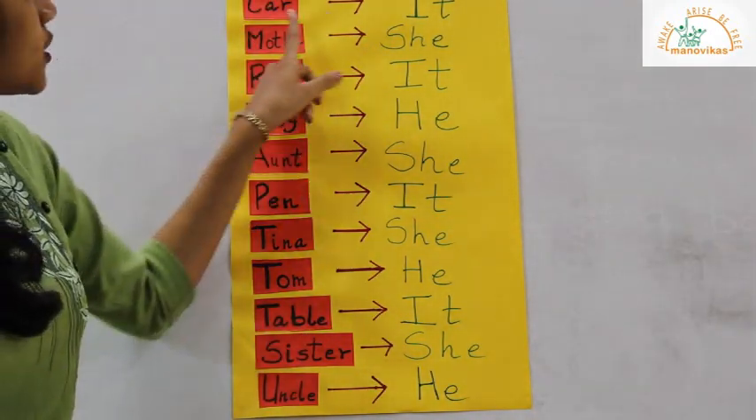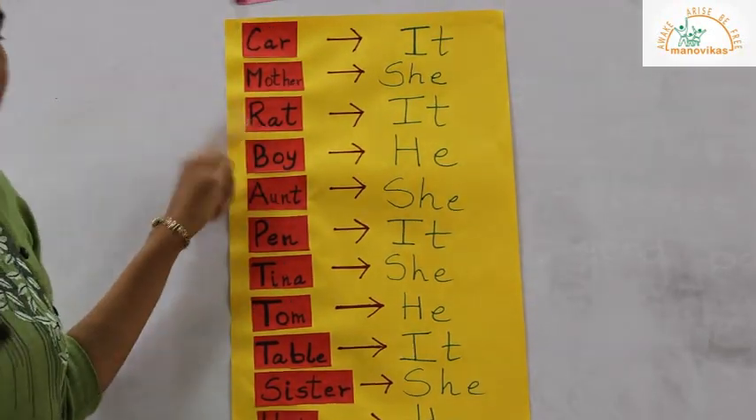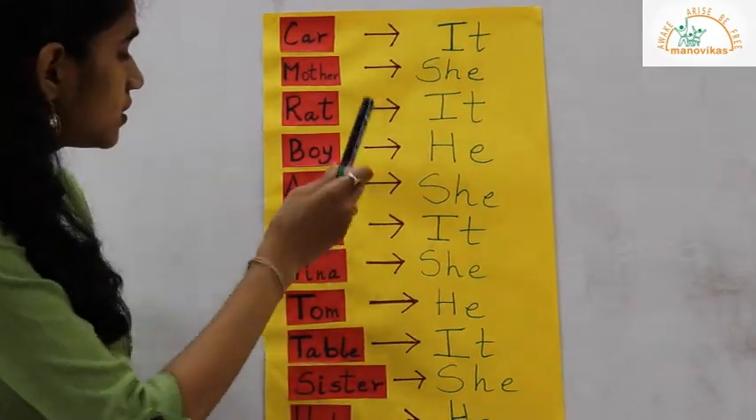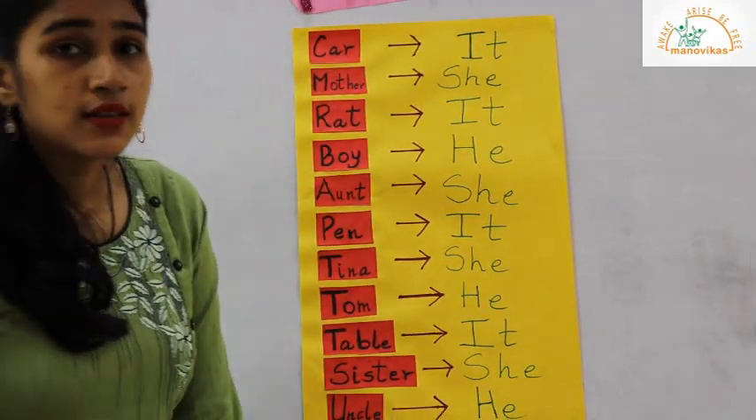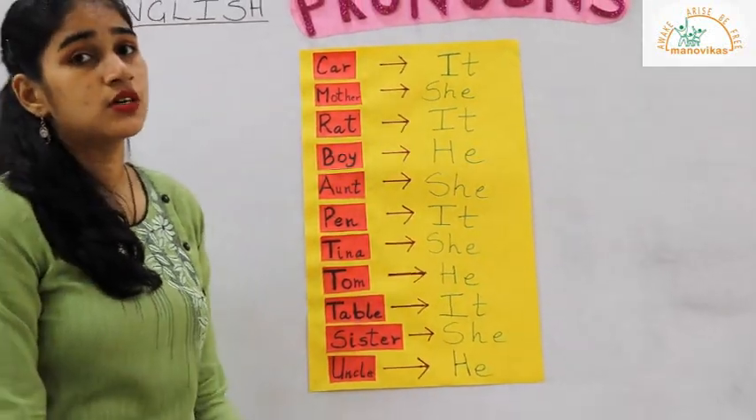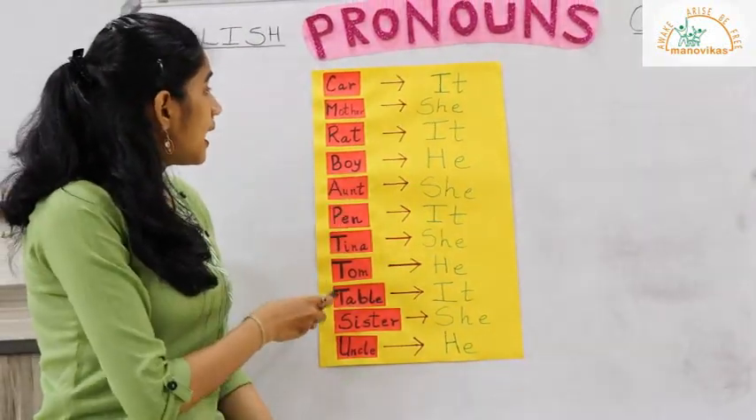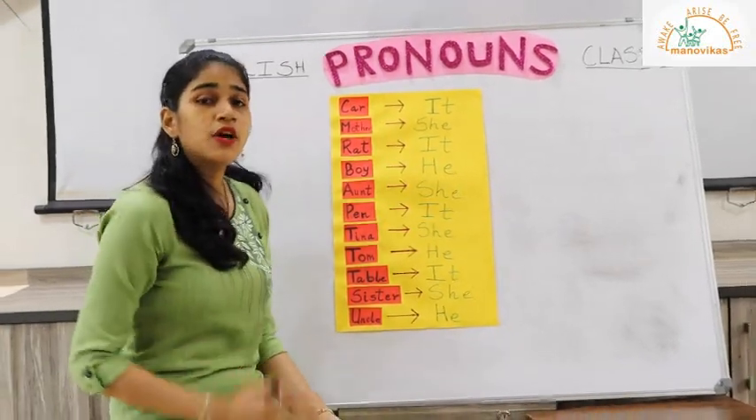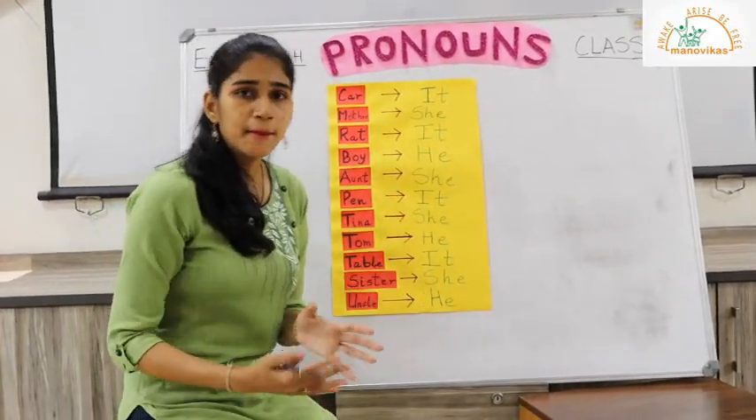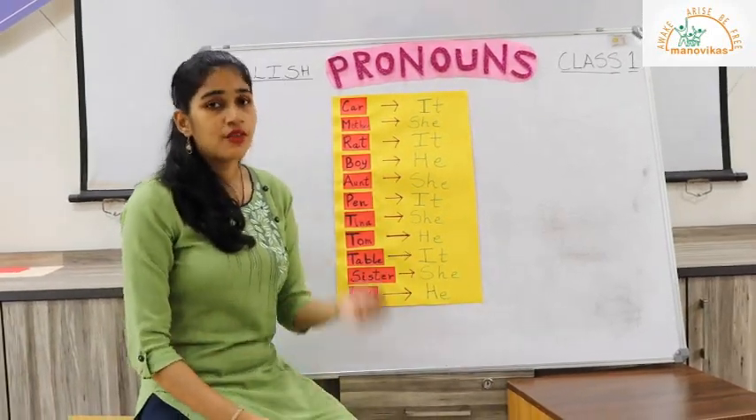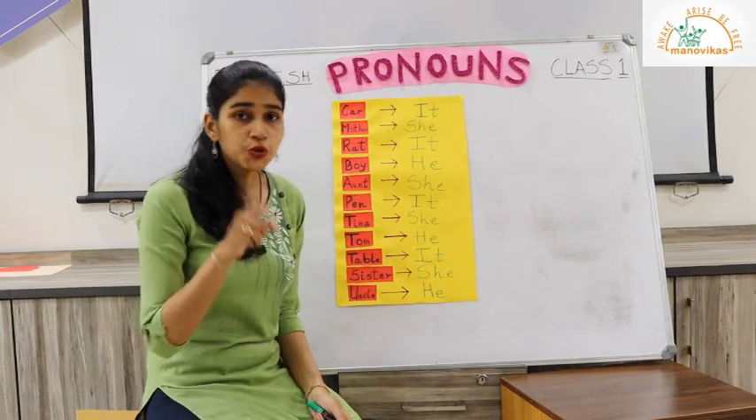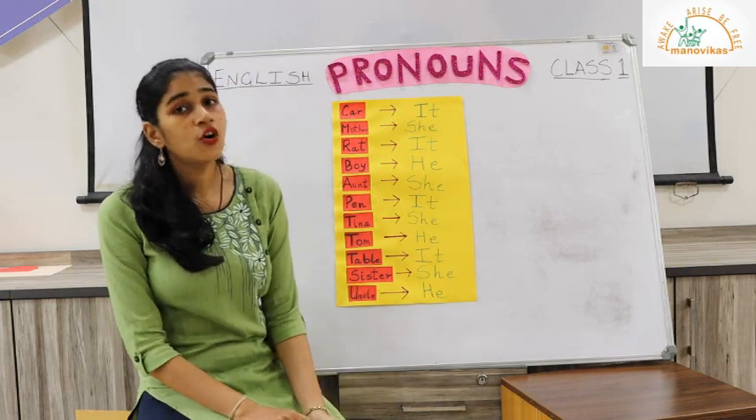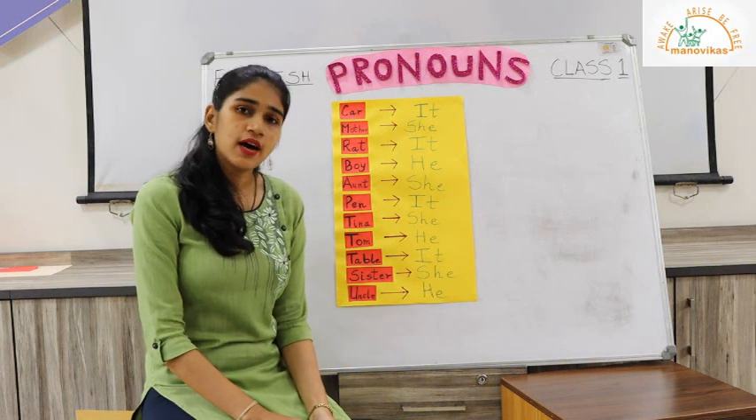So students, for things and animals like car and rat, we use the pronoun it. For mother, aunt, Tina, sister, the names referring to girls or women, we use the pronoun she. And for uncle, Tom, boy, we use the pronoun he because it refers to boys or men. And we use the pronoun I when we talk about ourselves. And we use the pronoun you when we are talking about someone else or when we are talking to someone else. Students, I hope you have understood what are pronouns and you will revise and learn at home.